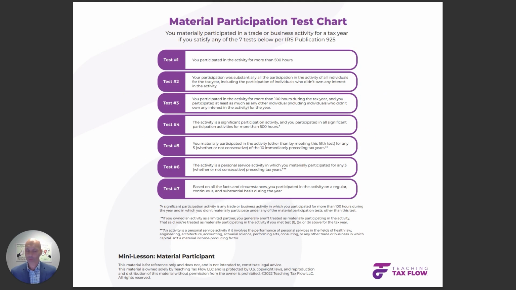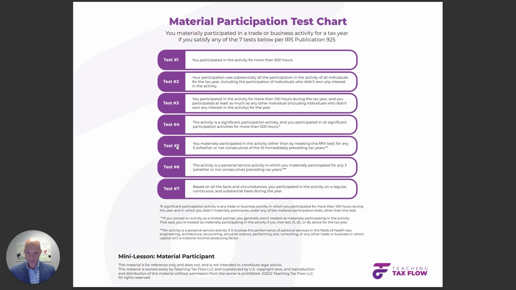Well, we won't wait any longer. Here are the test types. There are 7 of them. If you want to pause this lesson to review them, no problem. But you can see that those 7 tests are very clear cut. There's one of them that's a little gray: test number 7, based on the circumstances. Test 7 is a little gray.